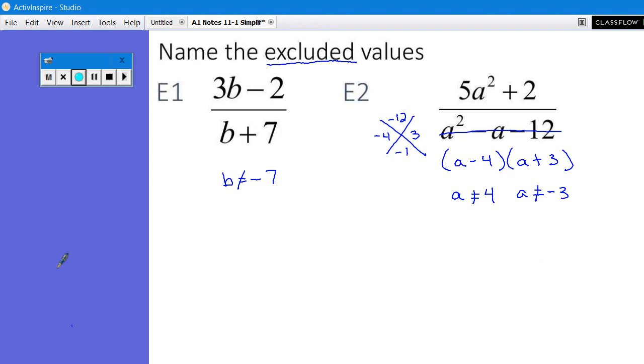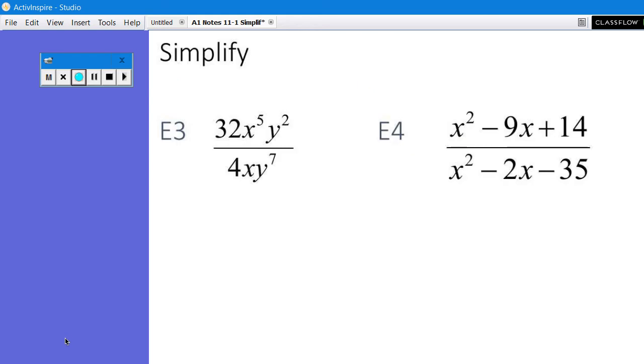Now, to simplify, you have a little bit more to go through with this process. You're going to have to break these down. Again, we're not talking about excluded values, we're just simplifying, then we'll put the two together. We actually have done problems like example 3 before. We start by drawing a new fraction bar. We look at the numbers first and simplify those.